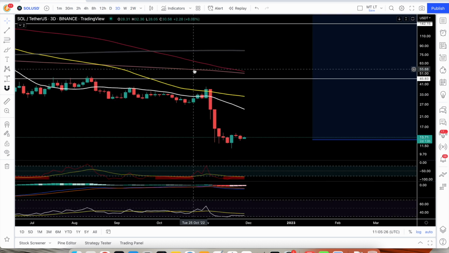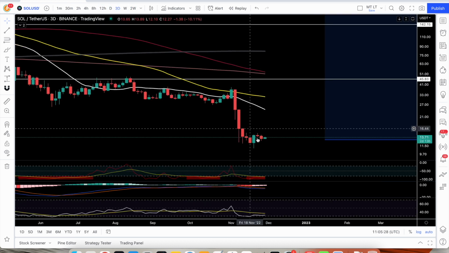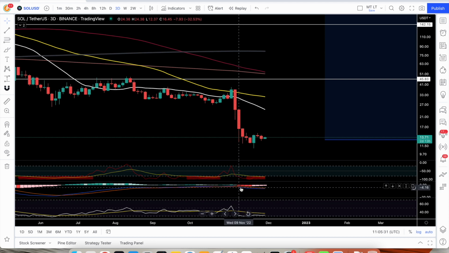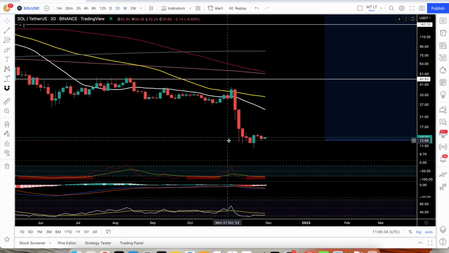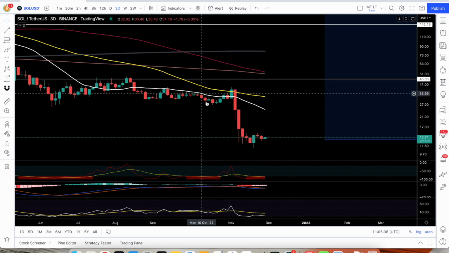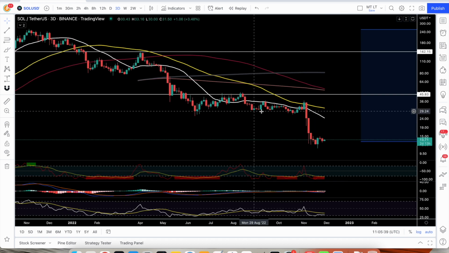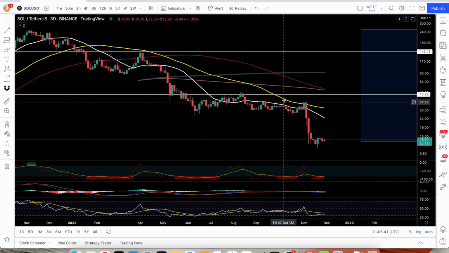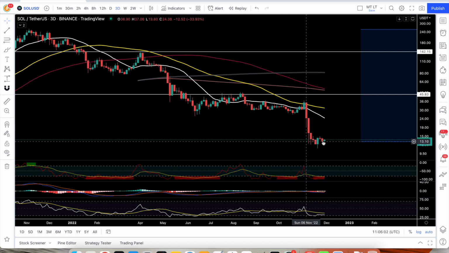So yeah, let's take a look at the 3D chart. Here every single bar represents 3 days worth of price action. Here we have bearish divergence, so keep that in mind. On the 3D chart, I'll be honest with you, things are not looking that great, because instead of this white line going above this yellow line, which is usually a sign of bulls, this yellow line is the 55-day moving average, and whenever the 21-day moving average crosses above the 55-day moving average, that is basically a sign of bulls being in control. But we had a strong rejection here and the price went down.